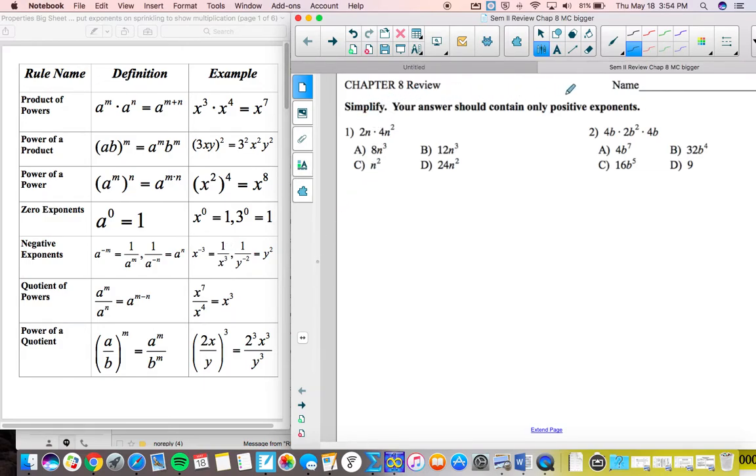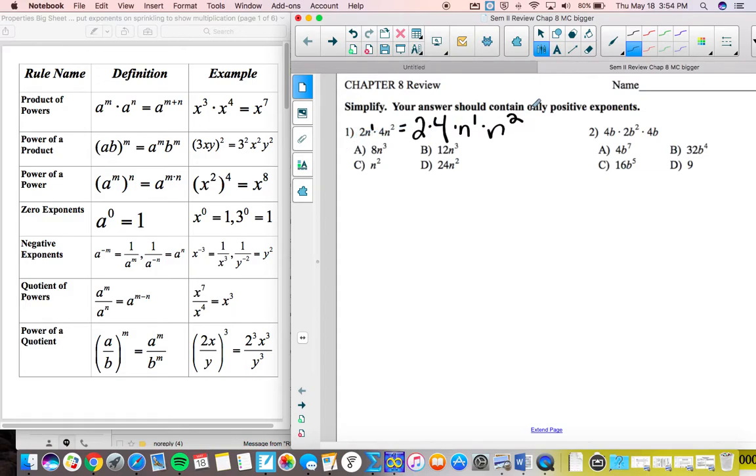So simplify, your answer should contain only positive exponents. By the way, what's the exponent on this n right here? It's a 1. If you don't see an exponent, it is a 1. So we can rewrite this as there are 4 things being multiplied together. 2 is getting multiplied with n to the 1, which is getting multiplied with 4, which is getting multiplied by n squared. So I'm going to put my coefficients, my numbers out in front, together. There's 2 more things that are getting multiplied together here. It's n to the 1 and times n to the 2.